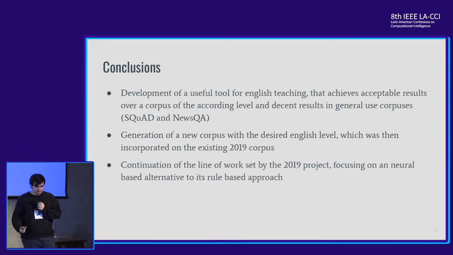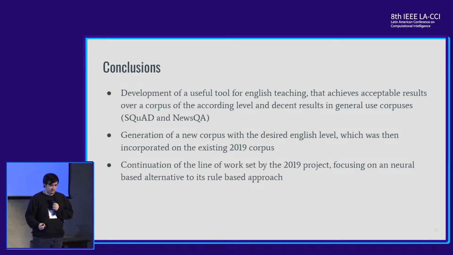And then just to conclude, what we did was the development of a tool for English teaching. The idea is for this to be used as a tool for assisting teachers to generate tests and question answers for tests automatically. We also generated a new corpus that we then mixed with the pre-existing one, making a bigger corpus in general of the level we want to evaluate. And then we also have continued our line of work. As I mentioned, this stems from a pre-existing work. So we were able to implement an alternative to the rule-based approach that already existed.